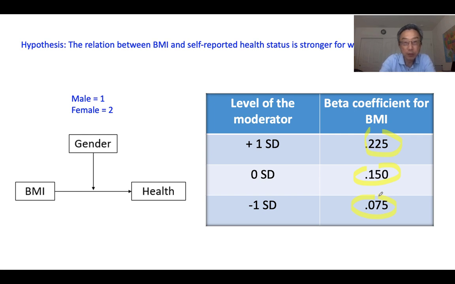Remember, what is moderation? Moderation is interaction. So the effect of one variable on another variable depends on the level of a third variable, right? In this case, we are talking about correlation and regression with continuous variables. And the strength of the relationship between BMI and health depended on the level of the third variable, which we call the moderator in this case.